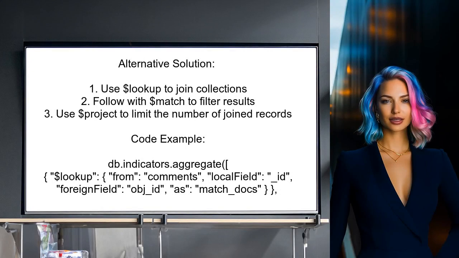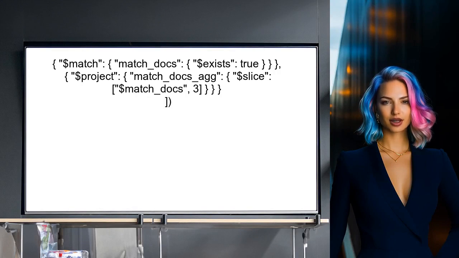One user found a solution by restructuring the aggregation pipeline. They suggest using lookup followed by match and then project. This way, you can limit the number of records returned from the join.